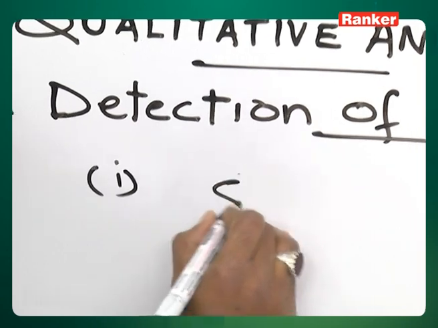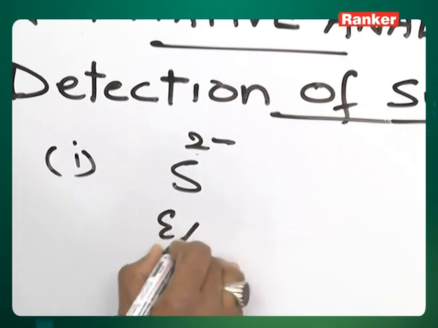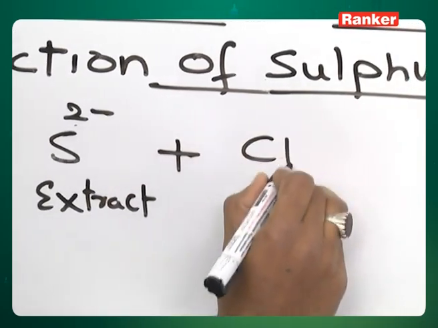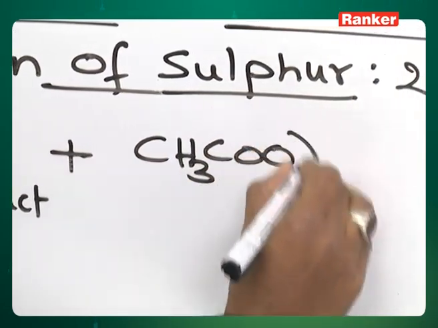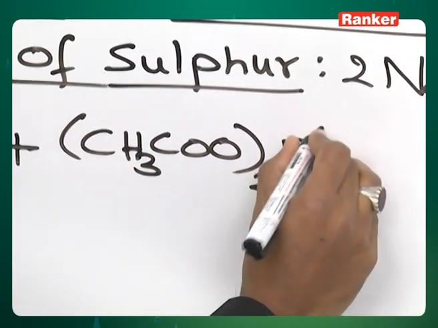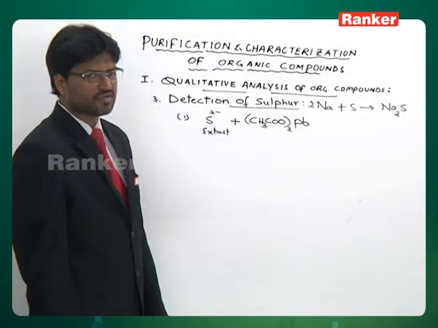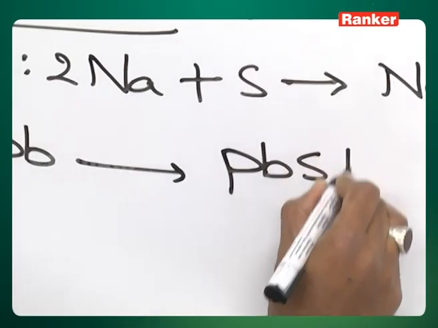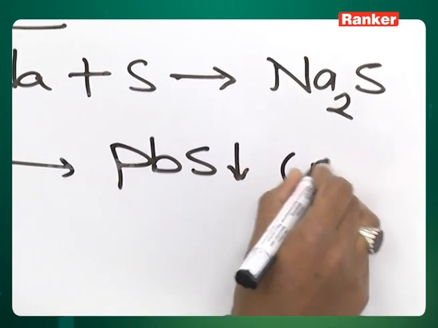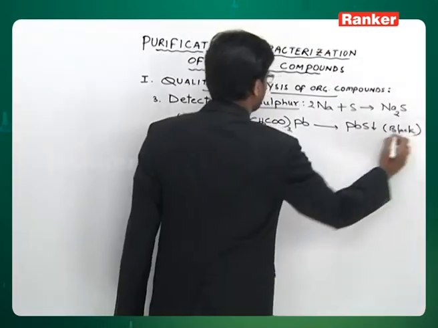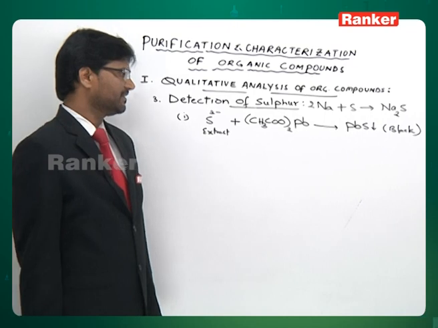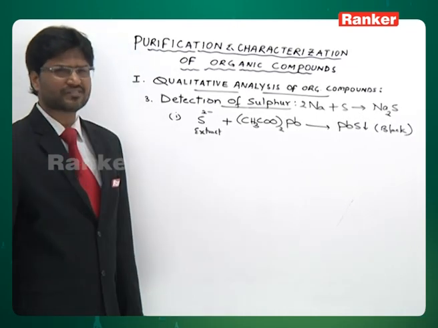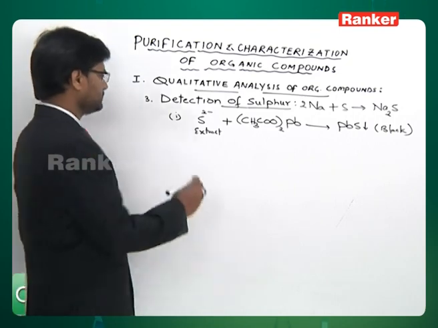You can add, since sulfide is present in the extract, this substance, lead acetate. Lead acetate is a soluble salt of lead. Now, you get PbS, which appears as a black precipitate. So, formation of black precipitate with lead acetate is an indication for the presence of sulfide in the extract, which in turn indicates the presence of sulfur in the organic compound.